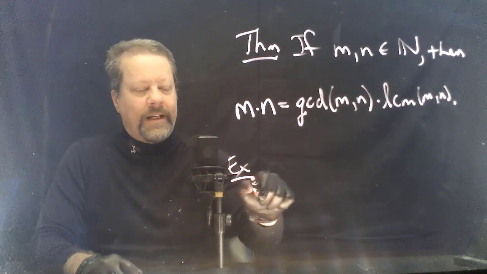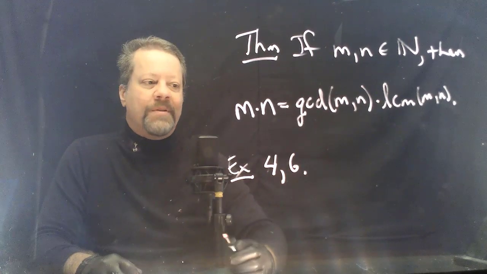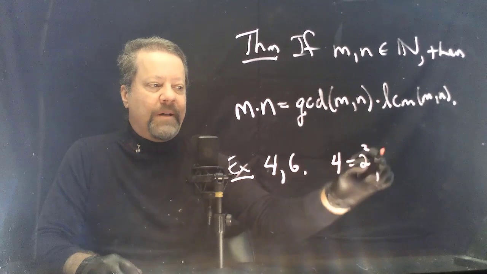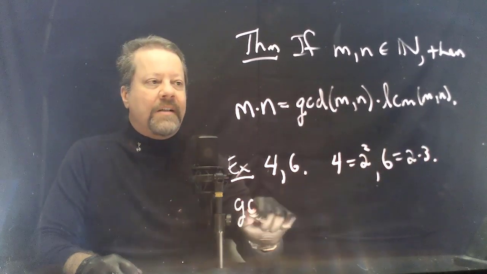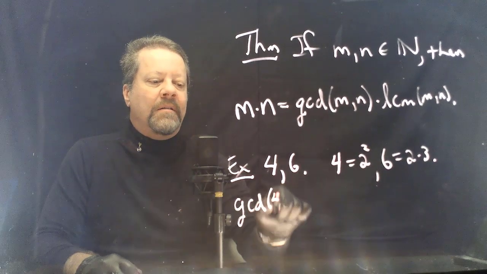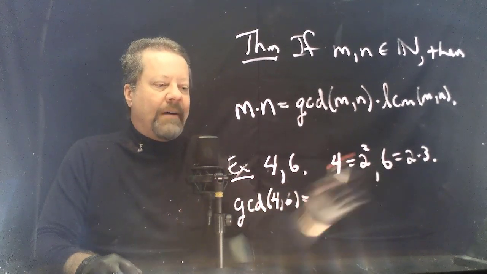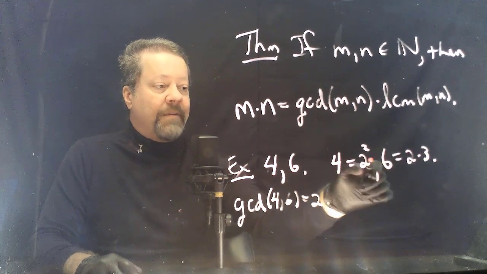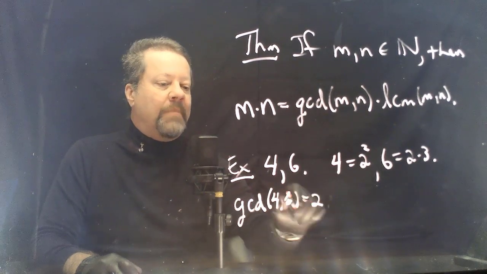Let's look at an example. Suppose I'm looking at 4 and 6 as my numbers. We know 4 has the prime decomposition 2 squared and 6 has the prime decomposition 2 times 3. So for the greatest common divisor of 4 and 6, we look at the minimum powers, and the minimum power on 3 is 0. So the greatest common divisor will in fact be 2.